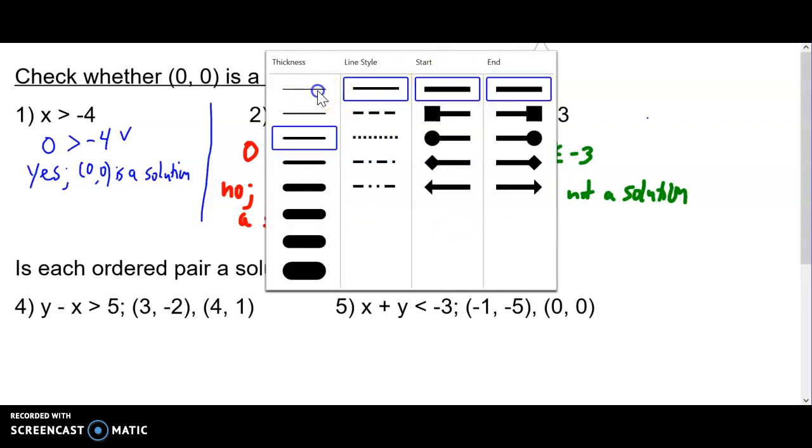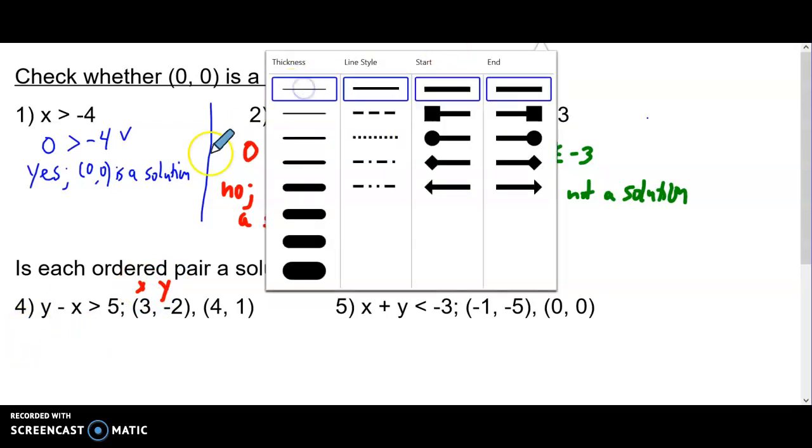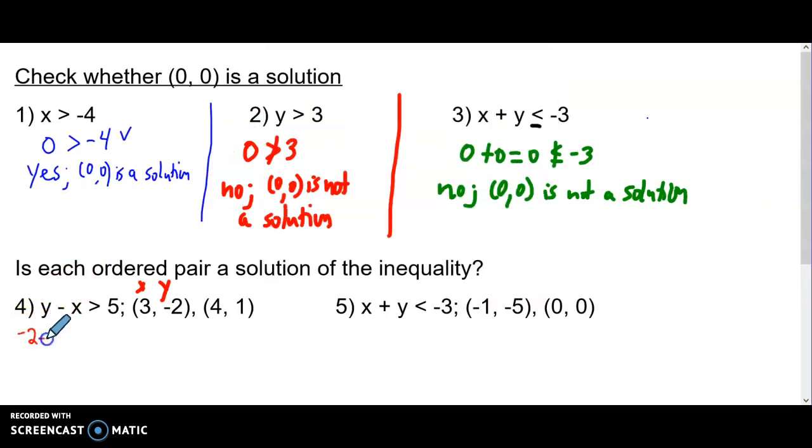So let me move on to number 4. It's kind of the same scenario here, but I have a problem with two ordered pairs given to me. So let me start with the first one, x and y. If I substitute them correctly, here's what I have. -2 minus 3. Well, -2 minus 3 is, you're adding two negatives, so more negatives, -5. And I want this to be greater than 5. And of course it's false, because a negative number cannot be greater than a positive number. So for the first one, it's a no.